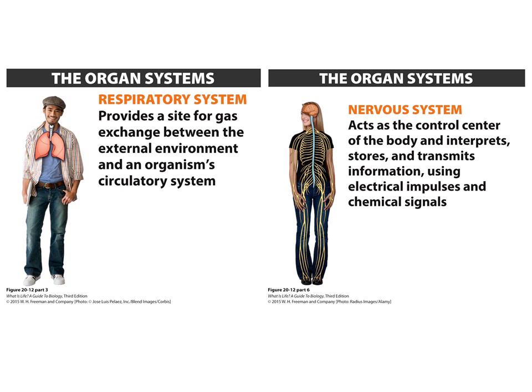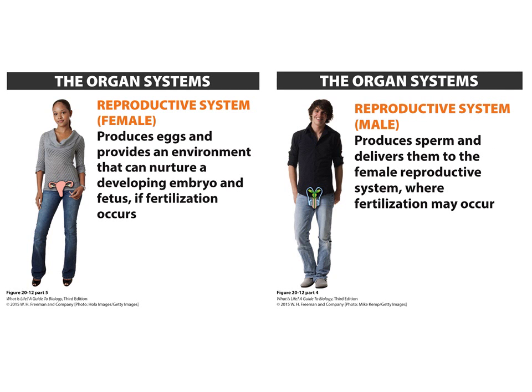The respiratory system provides a site for gas exchange between the external environment and the organism. The nervous system acts as a control center of the body. Very important job in interpreting and storing information.